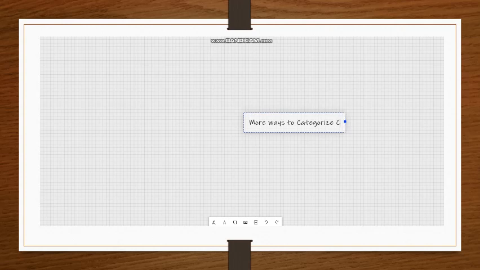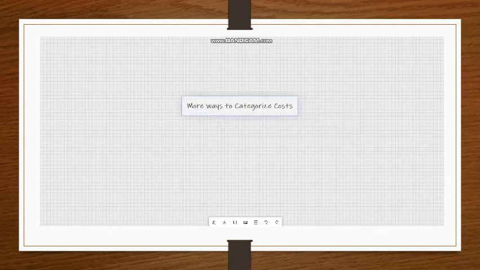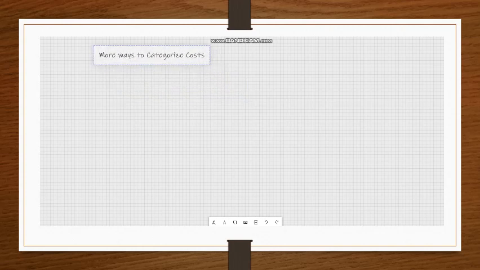Hello students, we are going to go through again the economic definition in our second week. Let's write it down: more ways to categorize costs. So our title is more ways to categorize costs, and we have 4 different costs.